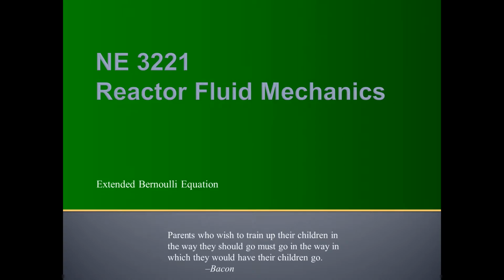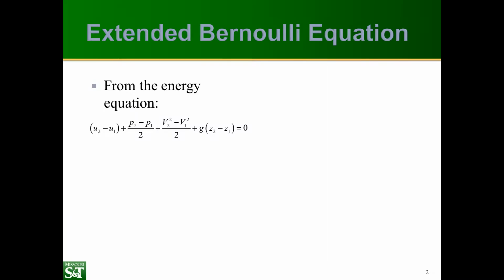Now that we have this idea of friction factor and head loss, we have to relate this to the other important parameters in the flow: pressure, elevation, velocity, and so on. And we do that with the extended Bernoulli equation. So if you remember from the energy equation, when we assumed uniform flow, we ended up with this.